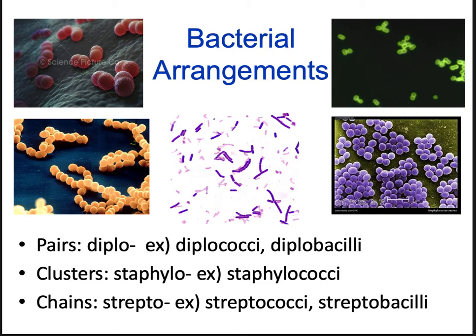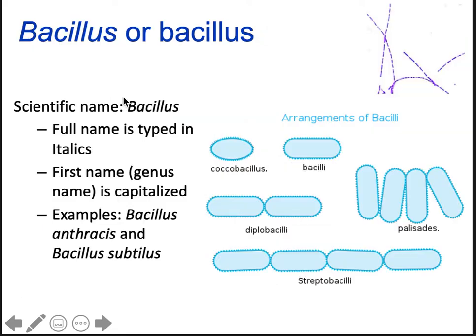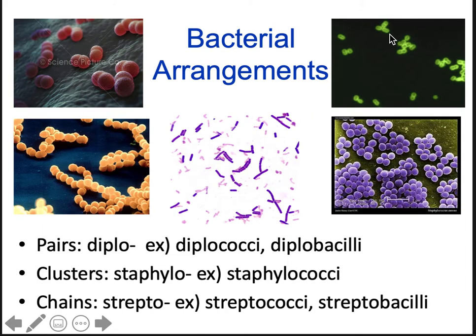Okay, next example, the streptobacillus that we saw here. An example of an organism that causes disease, Streptobacillus moniliformis, can cause what we call rat bite fever. So not the most common disease, but it is an example.